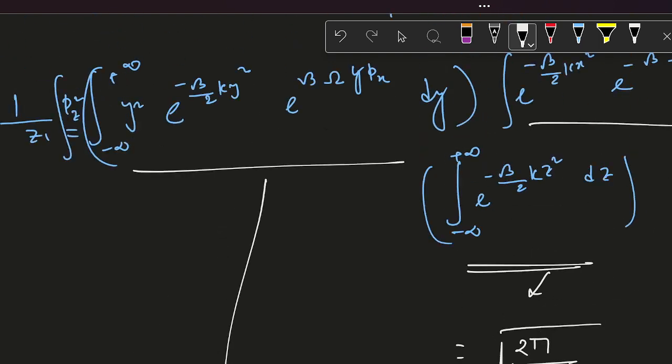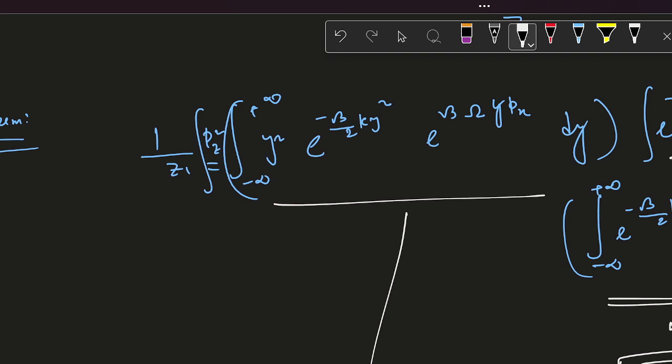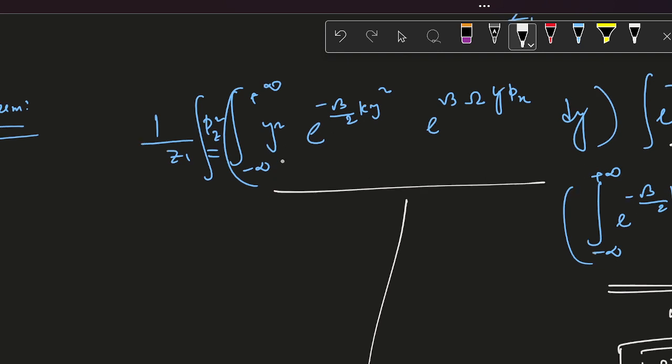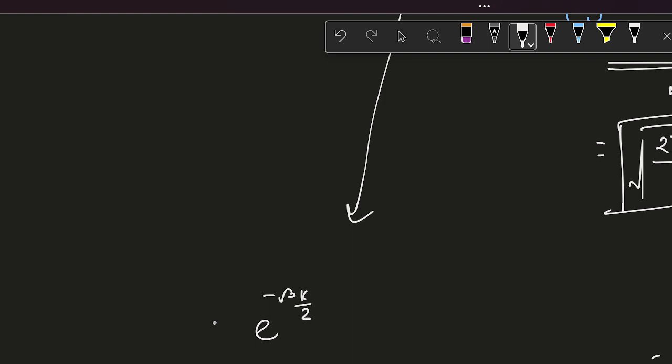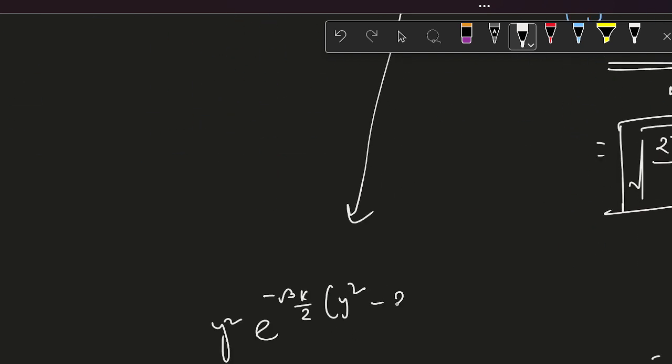And this part that we left already here is coming from your dz integral. Now you have also this dy integral left, where you have an additional term, y squared, that you have to take into account. So this is y squared e to the power minus beta k by 2, then you take a common y squared, then minus 2 omega y px by k, and this whole thing is in dy from minus to plus infinity.